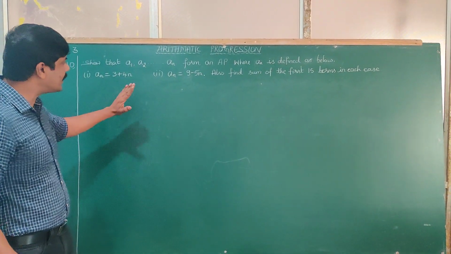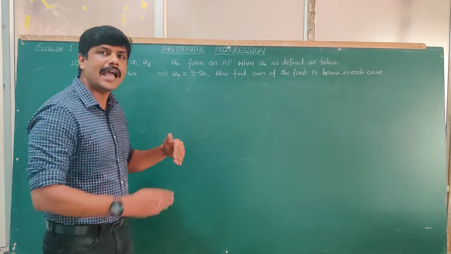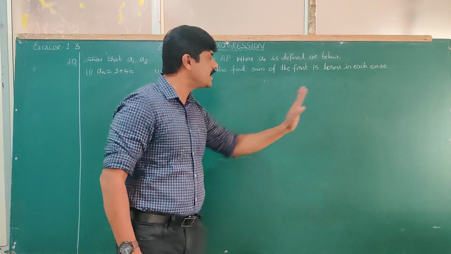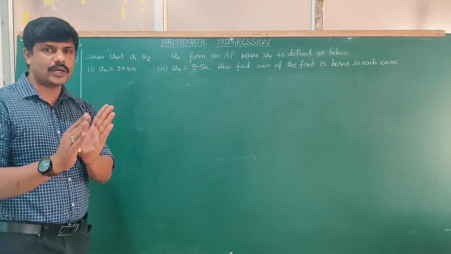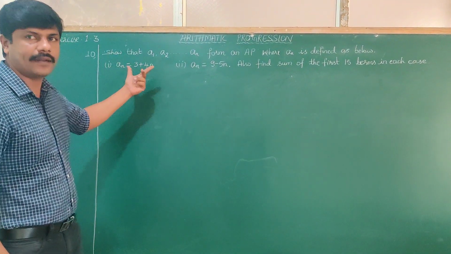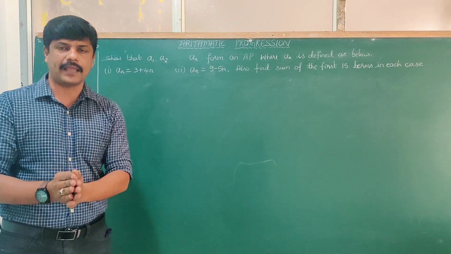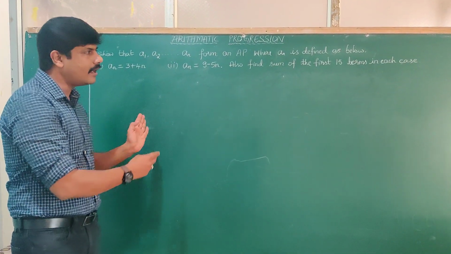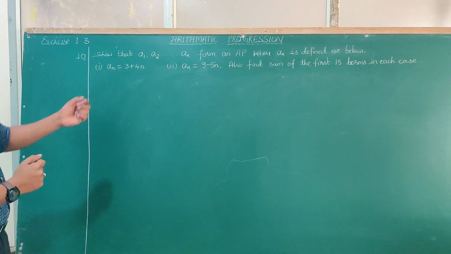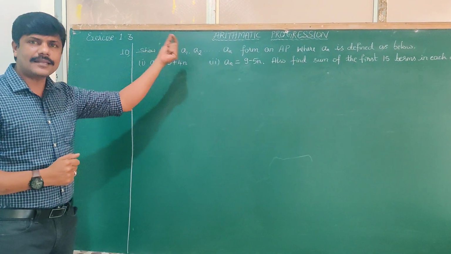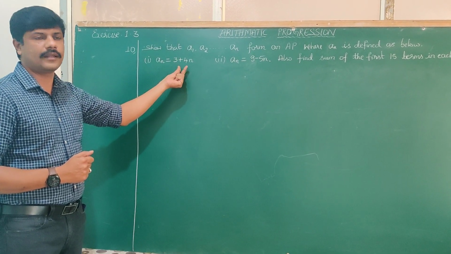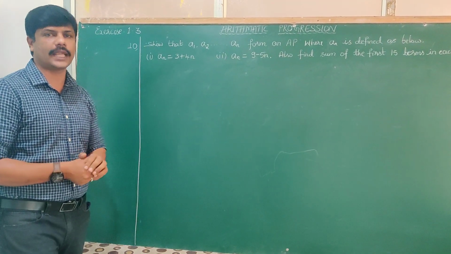After finding whether they are AP or not, if they are AP, also find the sum of the first 15 terms in each case. Did you understand what is asked? First we have to prove that the defined AN is an AP. After proving they are AP, we have to find the sum of 15 terms. Now in the first case, AN is equal to 3 plus 4n.